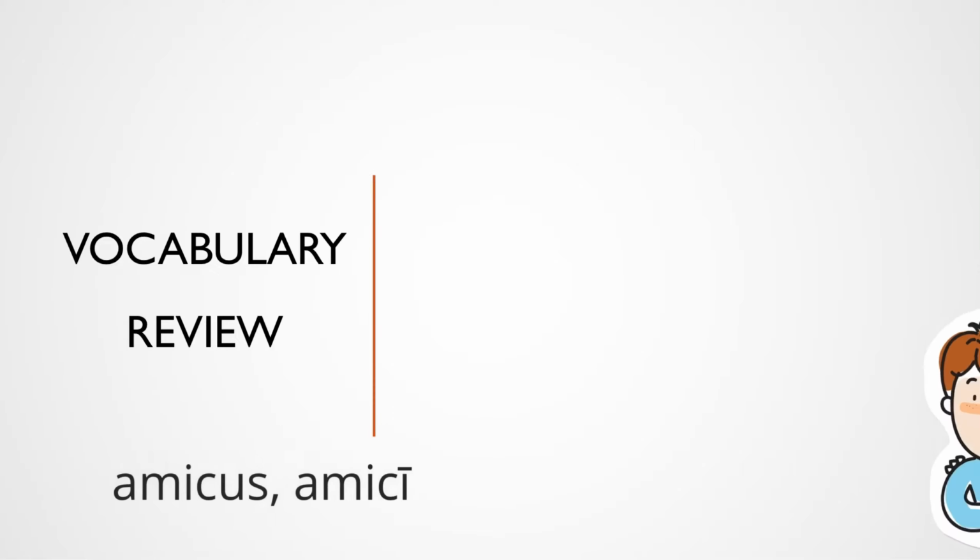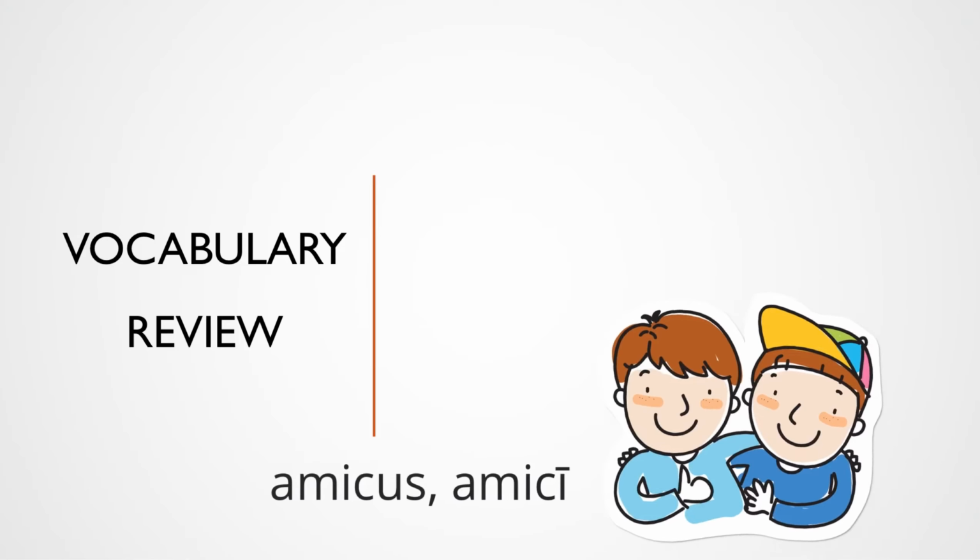First, starting with amīcus. What's a way we could remember that? It means friend. Well, one word that we have in English is amicable, which means friendly. If someone is amicable, they're friendly. So that might be a way that you can remember that amīcus, amīcī, means friend.